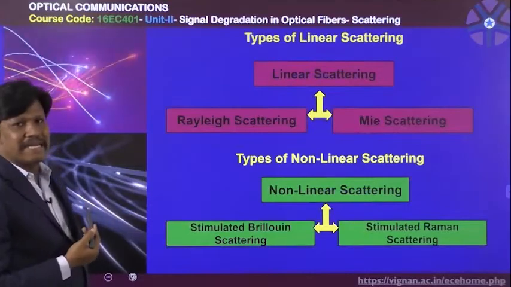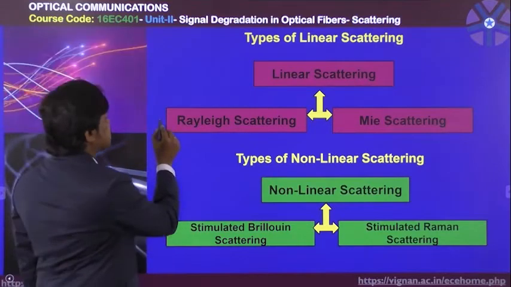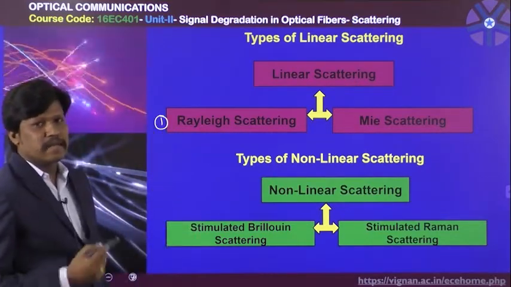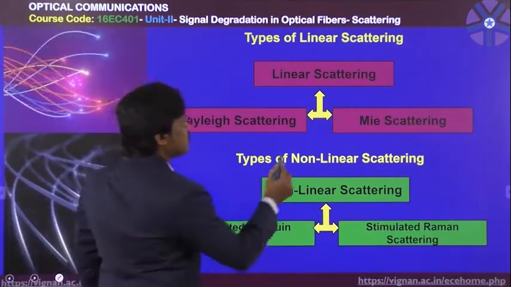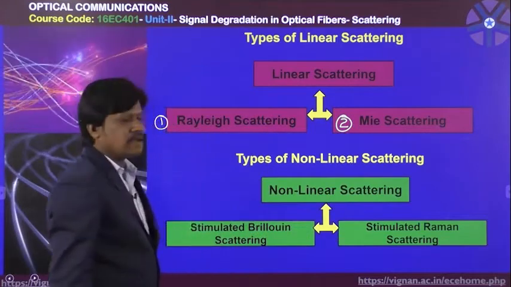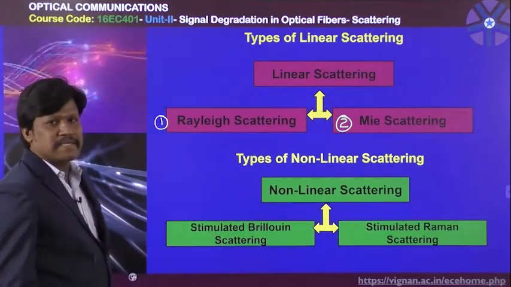What are the types of linear scattering? There are two important types: Rayleigh scattering and Mie scattering.